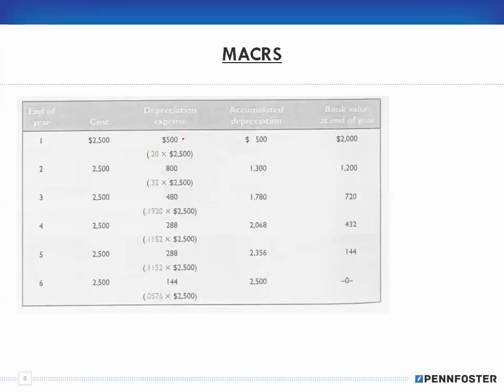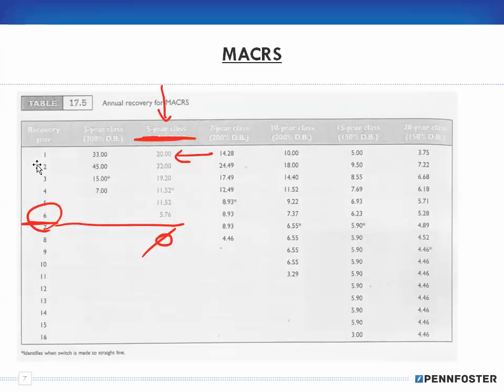All right, so we depreciated $500 for the first year. Okay, now in the second year, we're told that we have to use 32%.